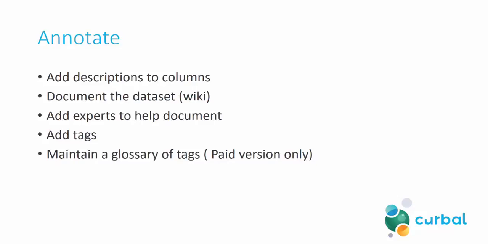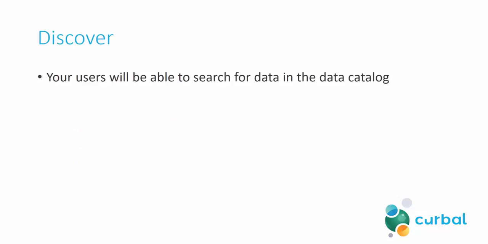You can tag experts to the different data sources. For example, if you have business users that are experts on a specific data source, you can tag them so they can help you document. You can add tags. Like, how cool is that? And if you have the paid version, I will show you which versions you have, you can actually have a glossary of tags. So your organization will be tagging with the same words, which is, I think, very powerful.